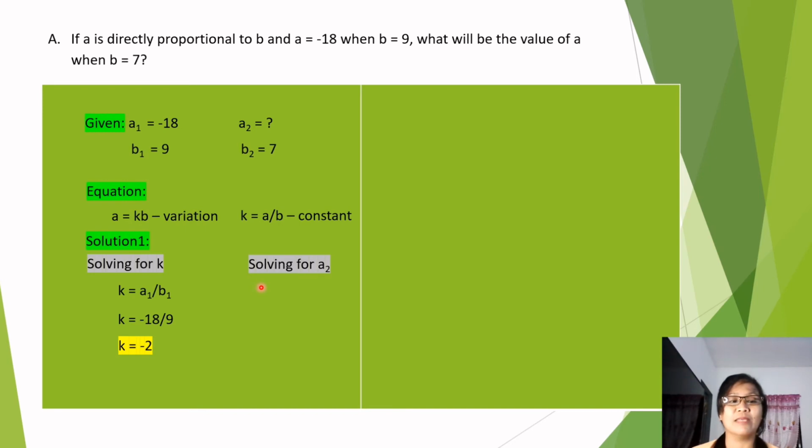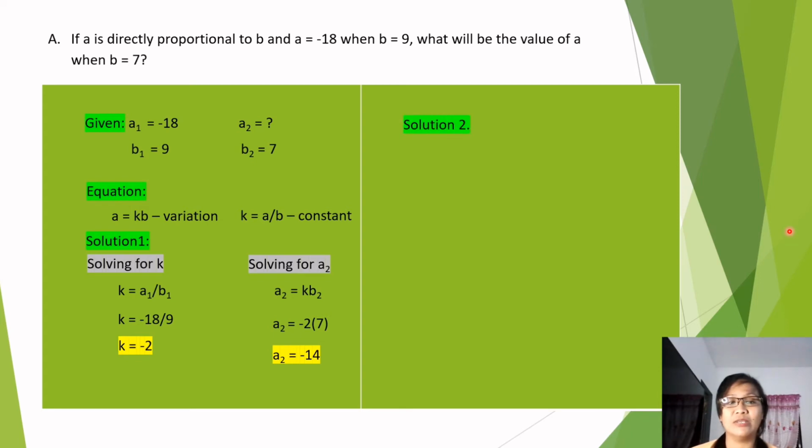Next, solving for A sub 2, our unknown. A sub 2 is equal to k B sub 2. And then substitute. A sub 2 is equal to k, which is negative 2, times 7. So our A sub 2, multiplying unlike sign, the answer is always negative. So negative 7 times 2 is 14.